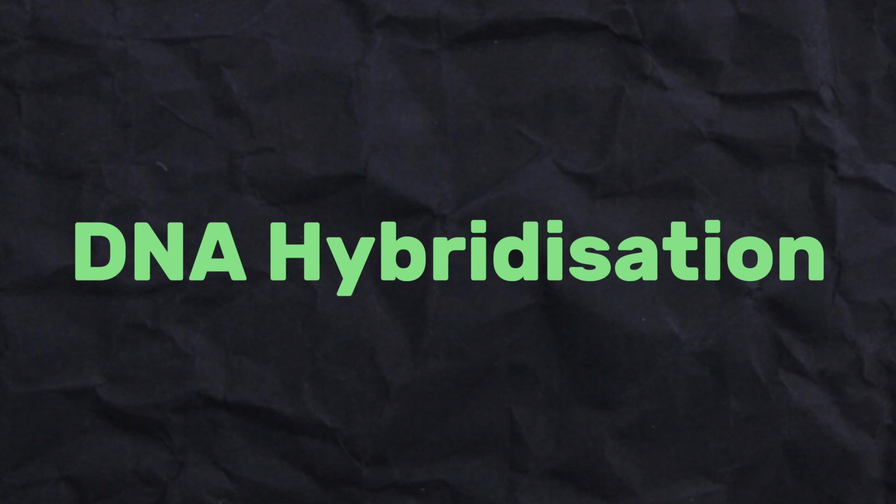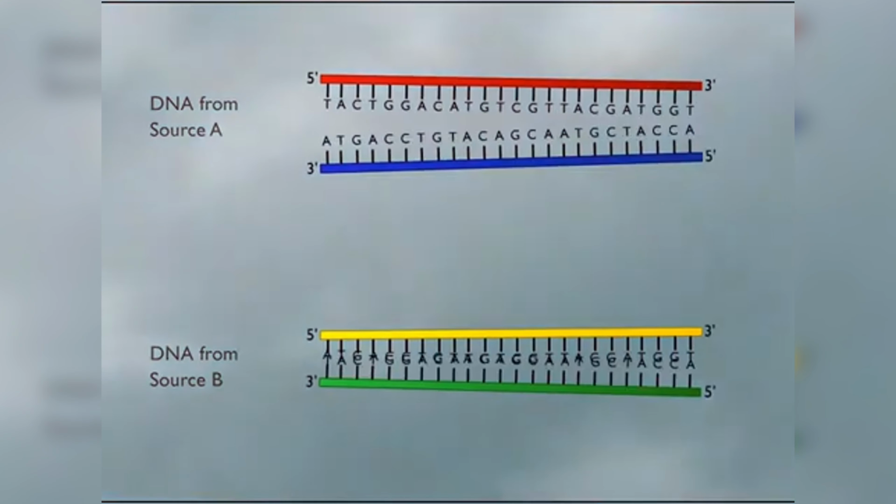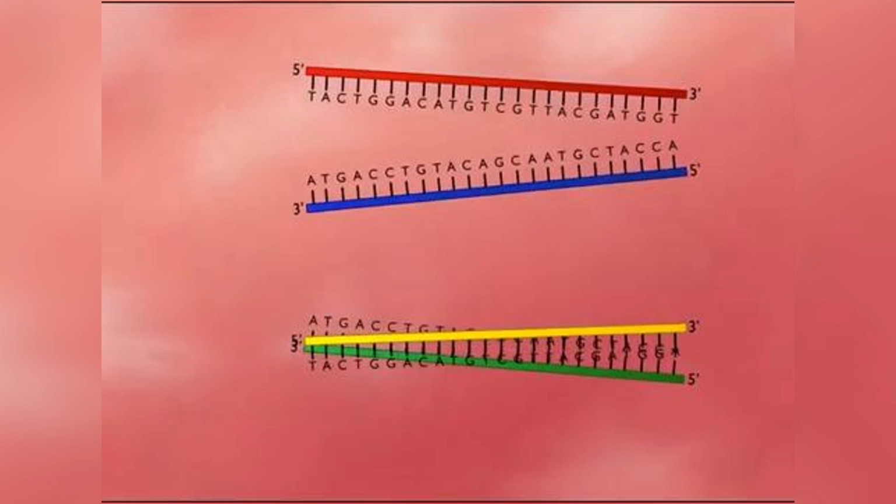So now moving on from amino acid sequencing, let's have a talk about DNA hybridization. If you look carefully at the word hybridization, you can see that it has the word hybrid in it, which literally means a thing made by combining 2 different elements. If you haven't caught on, that means that we are going to be combining DNA from different species. This is done by heating the DNA to make sure that those strands which are holding it together are broken.